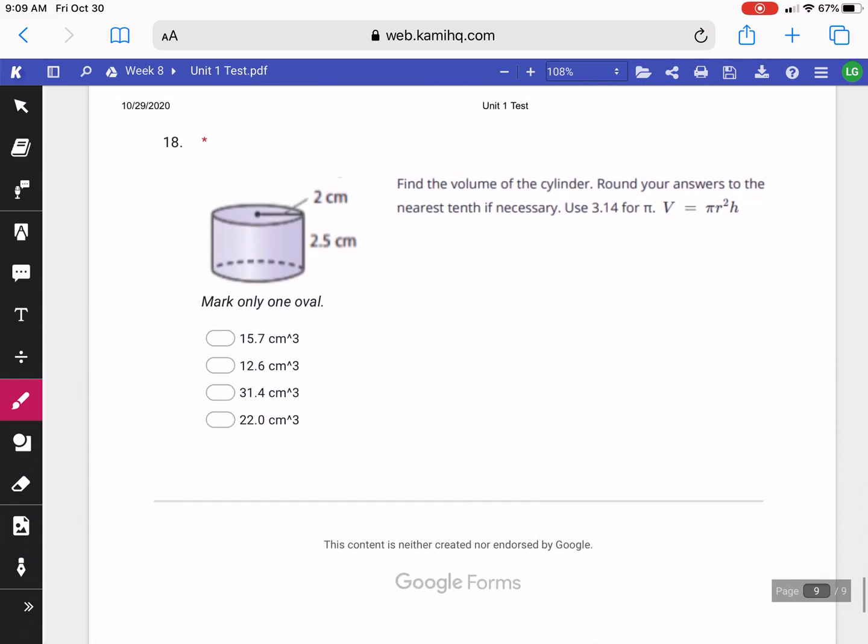This last problem wants the volume of the cylinder. They gave us the formula for volume. We're going to use 3.14 for pi. So volume equals pi r squared times the height. Remember, letter R stands for radius, H stands for height. In our picture, our radius is equal to 2 centimeters. Our height is equal to 2.5 centimeters.